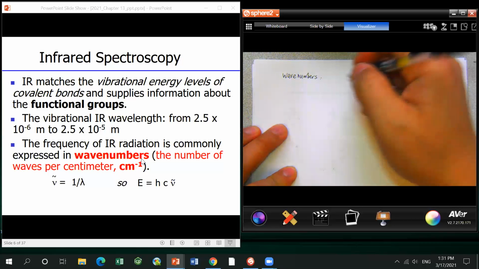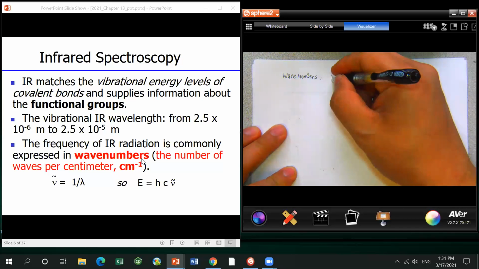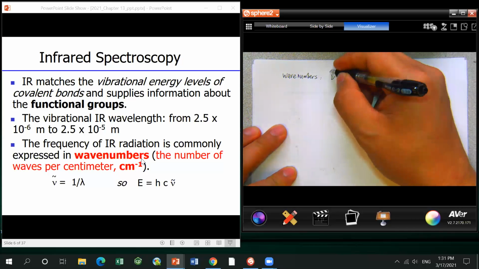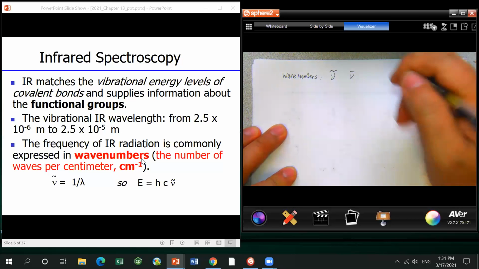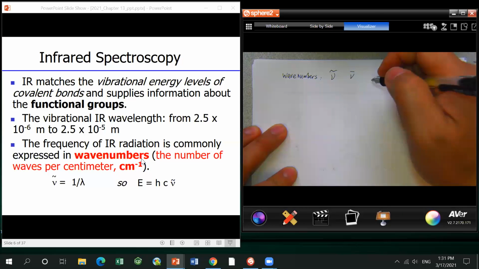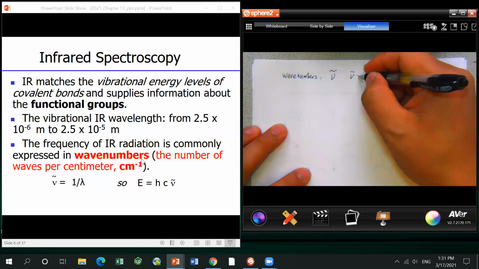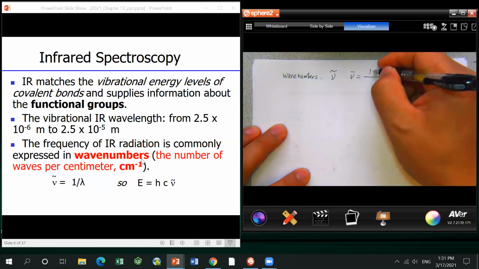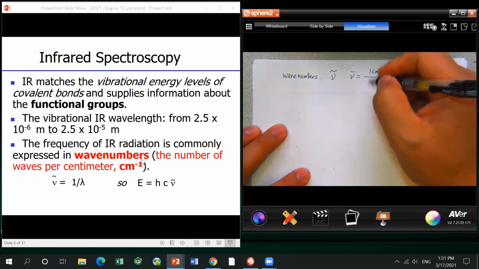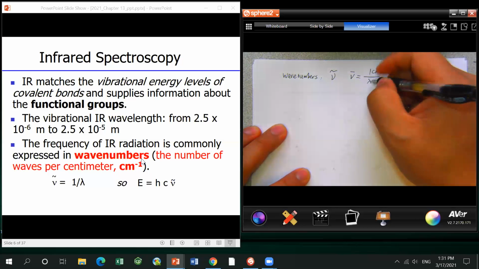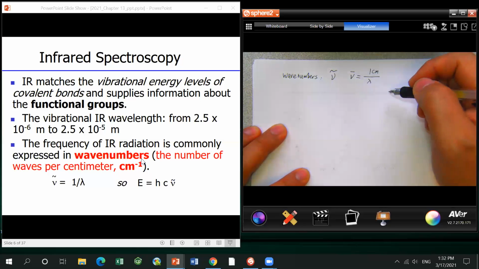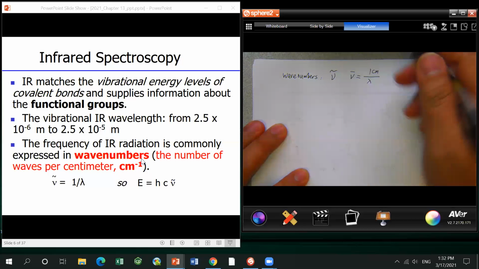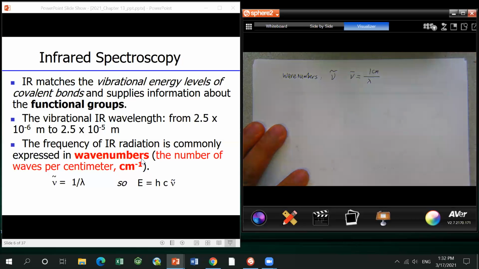So wave numbers. People still use the mu, with a little bit of a curve on top of it, but sometimes people just put a straight line. That's the same thing. The wave number indicates how many waves are in 1 centimeter. So that's 1 centimeter, and here's the wavelength. 1 centimeter divided by the wavelength gives you the wave number.